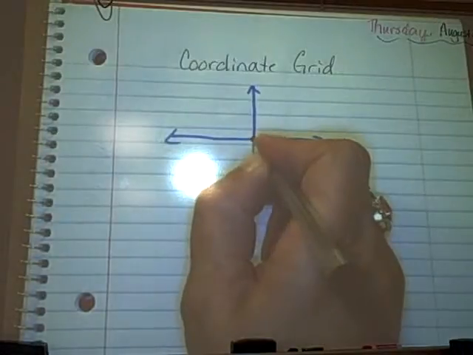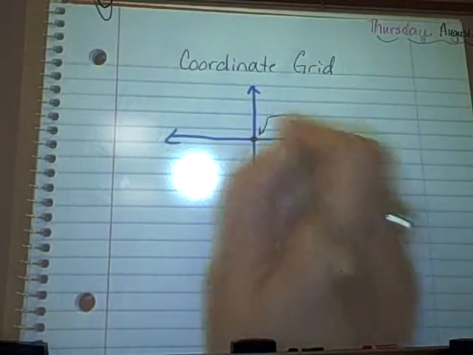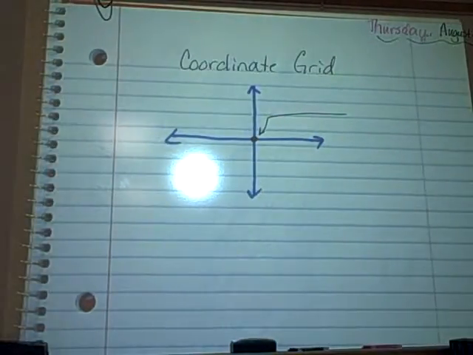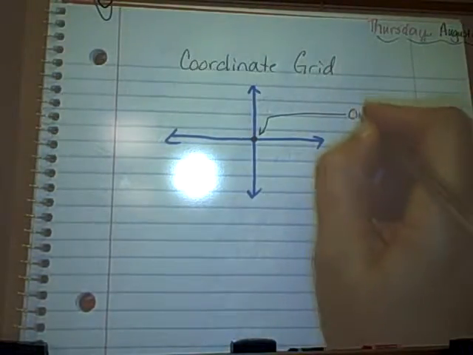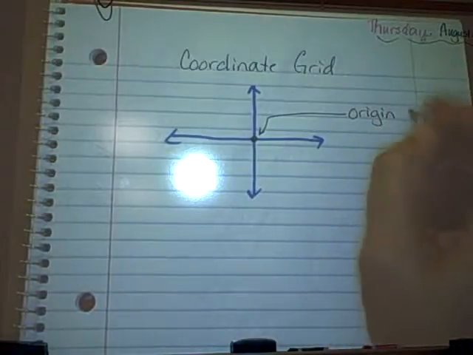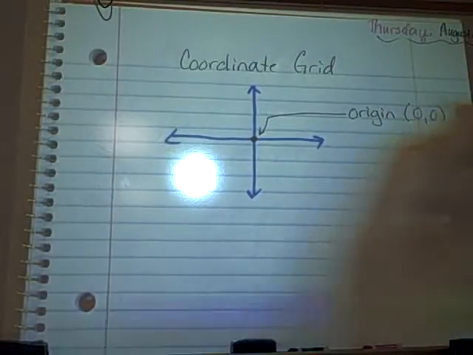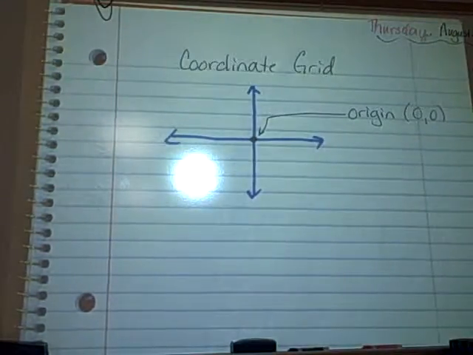First thing I want to label is this dot right here in the middle. What's it called? I heard it. Who said it? Origin. The origin. It's called the origin. Anybody know what the word origin means? Center, beginning. Not the center, it means the beginning. The origin means beginning.